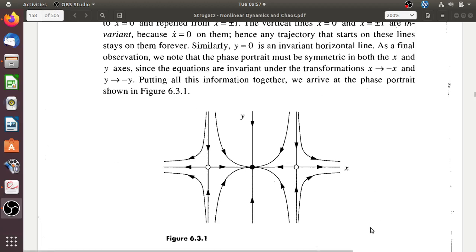That's how we can construct the phase portrait, and once you construct it, from that we can easily see that this is a stable fixed point and this is a saddle point, because this is a stable manifold and this is an unstable manifold. Similarly, this is a stable manifold and this is an unstable manifold.